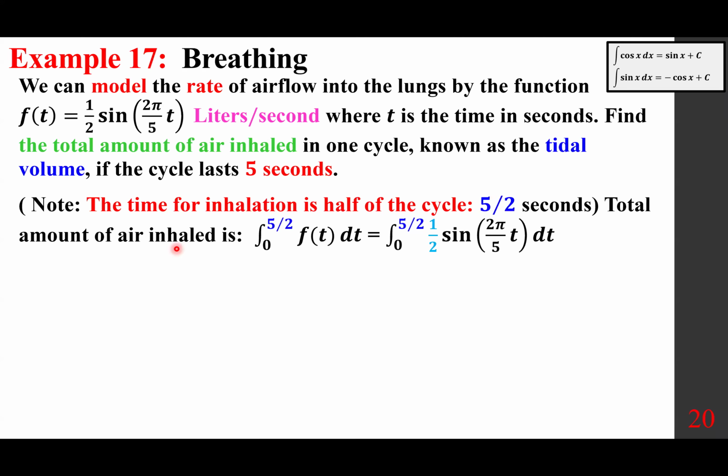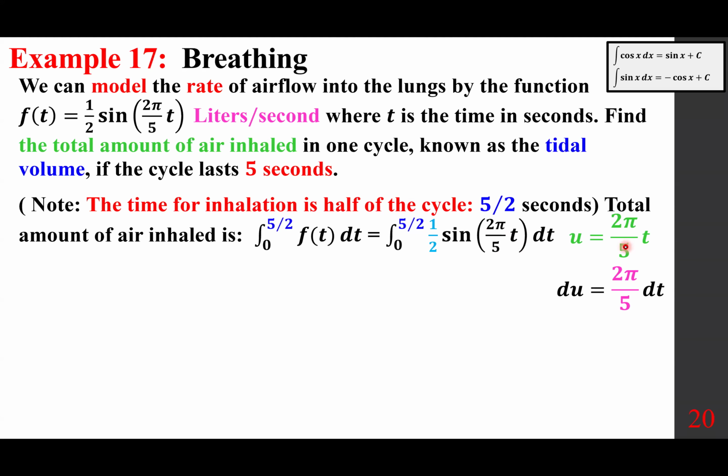So total amount of air inhaled is the integral from 0 to 5 halves of f of t dt. Of course, f of t is given. So we're going to write 1/2 sine of 2 pi over 5 t dt, and we're going to go from 0 to 5 halves. To evaluate this, we're going to use the substitution in the following manner. We notice that it's not sine of t, but rather a function of t, so we let this one be u. Its derivative is 2 pi over 5, which makes du 2 pi over 5 dt.